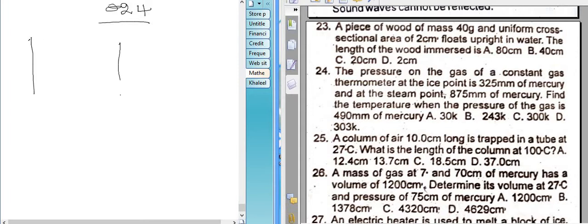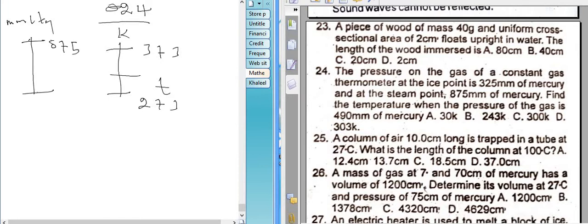So let us assume here is a line of pressure in millimeter of mercury, and this is the line of temperature in Kelvin. Here is the upper point and this is the lower point. The upper point is the steam point at Kelvin, which is 373, and here is 273. So this is the unknown temperature. This is the corresponding pressure of the upper point, which is 875, and the pressure at the lower point is 325, and the corresponding pressure of the unknown temperature is 490 millimeter of mercury.